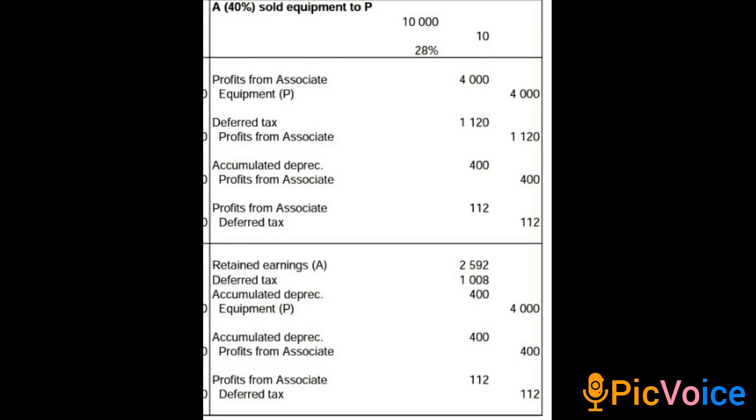The parent is the one having the item of equipment. Since when we consolidate, we take 100% of the parent, we will have to eliminate the equipment. And then again, we realize the gain every year over the useful life of the asset. We will then debit the accumulated depreciation and credit share of profit from associate. In the next year, we do all those journal entries.